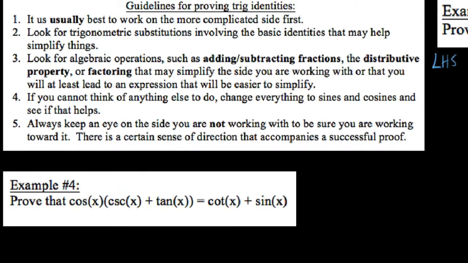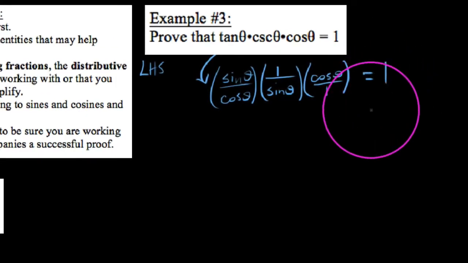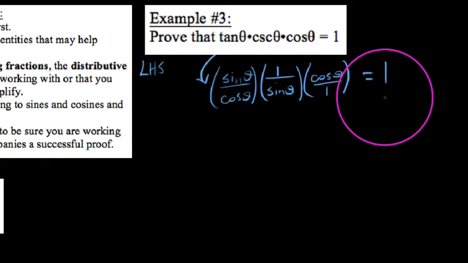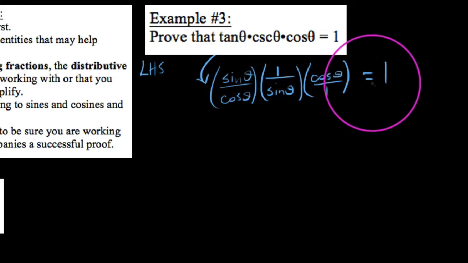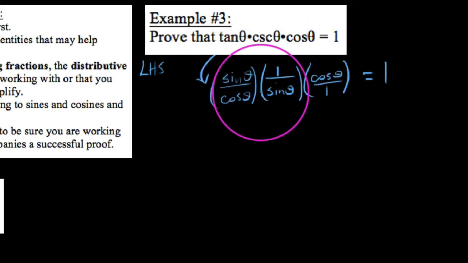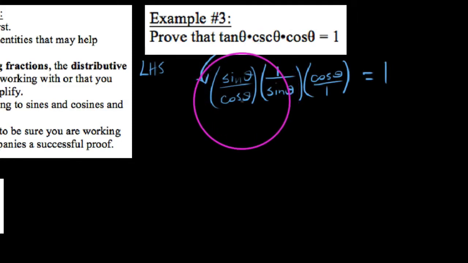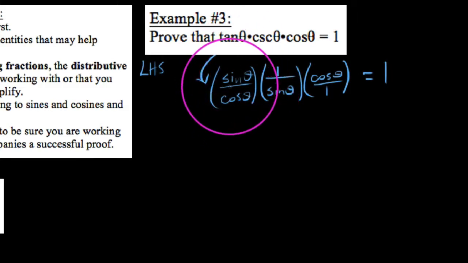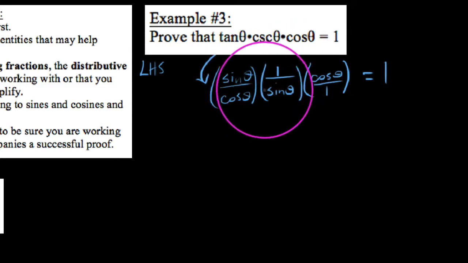Our goal on example number 3 is to make the left side look like the number 1. So what could we do to get this to be the number 1? Maybe I can get things to cancel out, because that would cause it to be 1. Essentially, whichever side you're working with, be clear that you're trying to turn it into the other side. Looking at example number 3, you multiply fractions straight across. If we multiply this straight across, we'd have sine cosine on top and cosine sine on bottom, but those would cancel out.